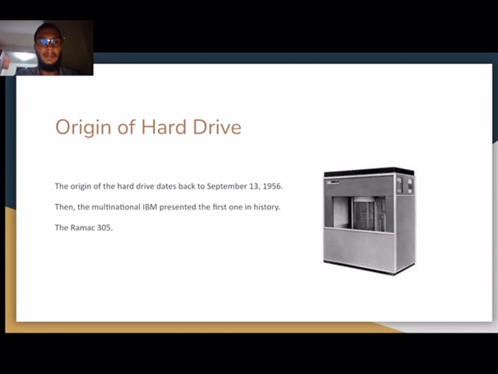Origin of the hard drive. The origin of the hard drive dates back to September 13, 1956, when the multinational IBM presented the first one in history, the RAMAC 305.